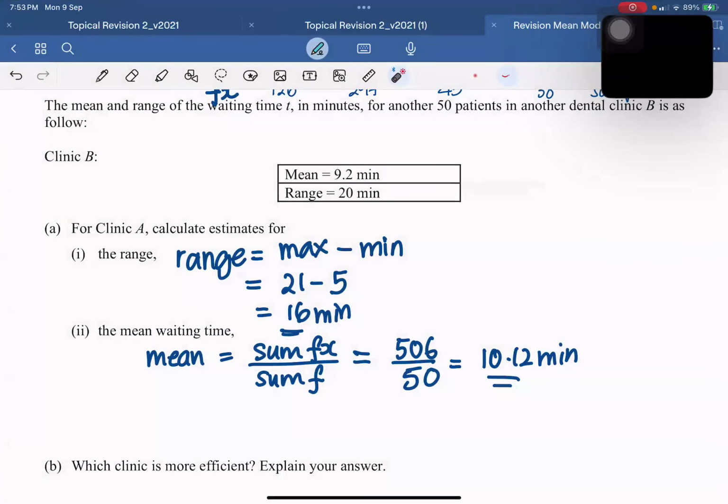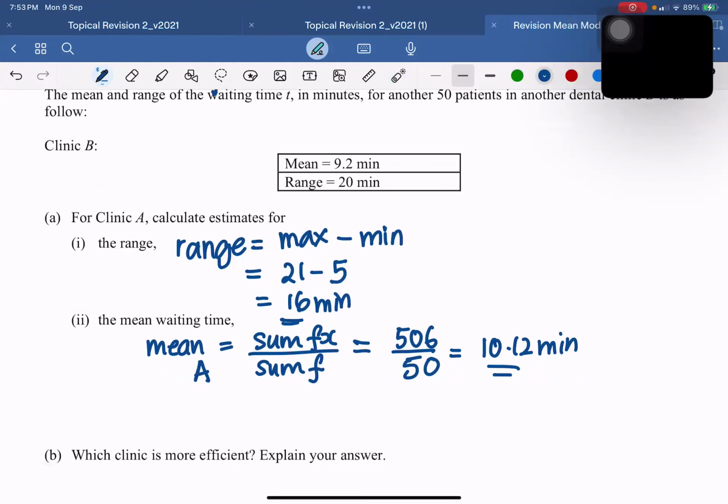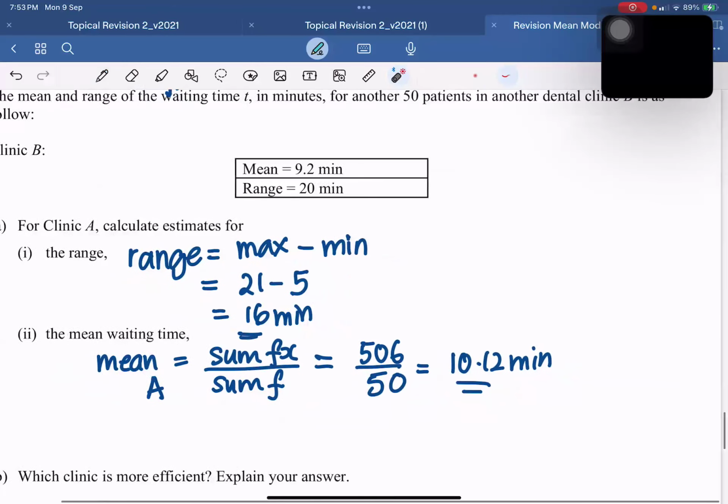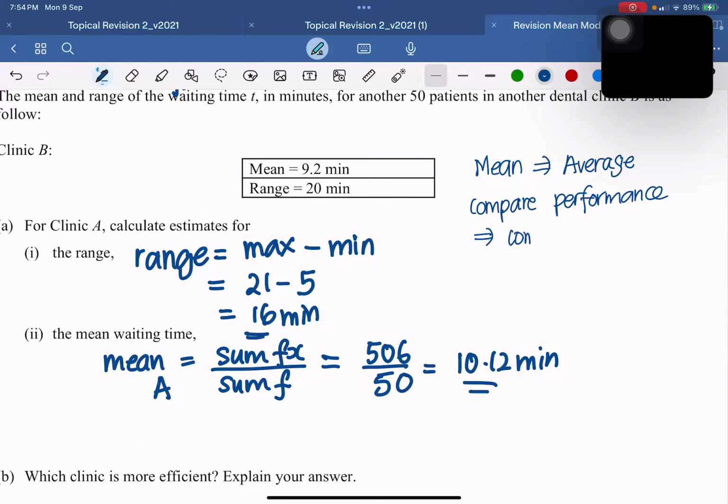So what I do is I check my mean. For clinic A, the mean is 10.12 minutes. The mean for clinic B is 9.2. I have another one, the range: this one is 20, this one is 16. So when we compare data, the first thing is the average. The mean tells me about the average, so when I compare performance, to see which one is better, I will always compare the mean.